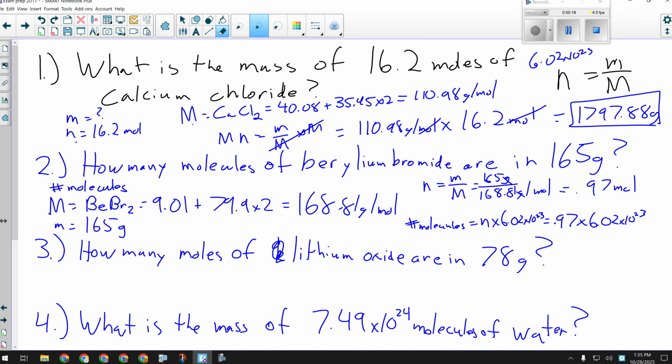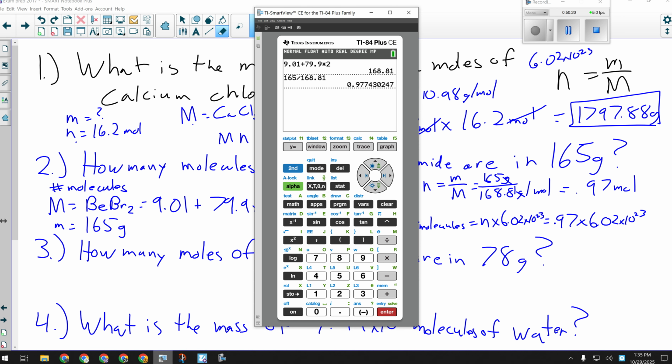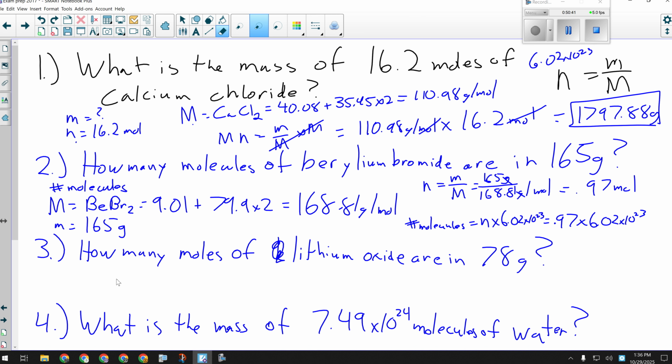So in my calculator, that'll look like this. All right, I'm going to take that number with all the decimals, and I'm going to multiply it by, in brackets, 6.02, second comma button to get the E, 23, close the brackets. All right, so 5.88 times 10 to the 23 molecules.